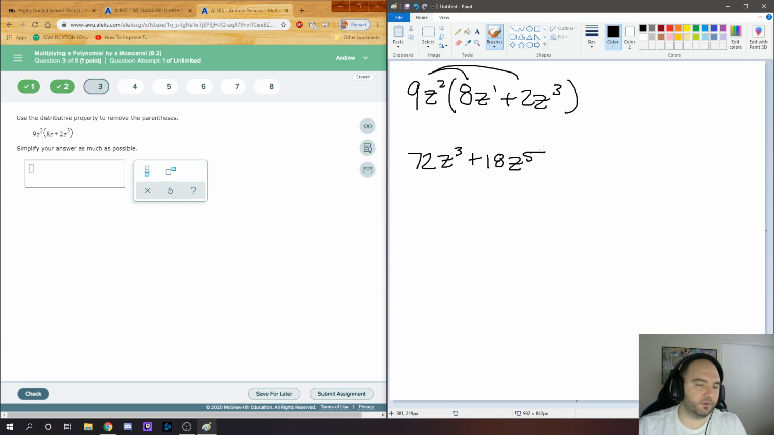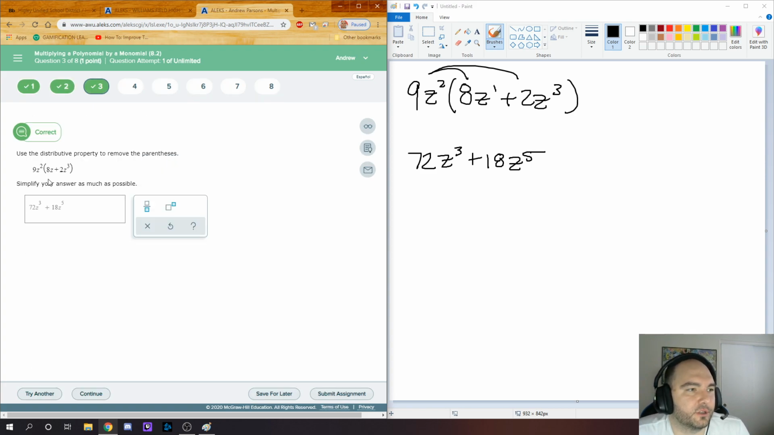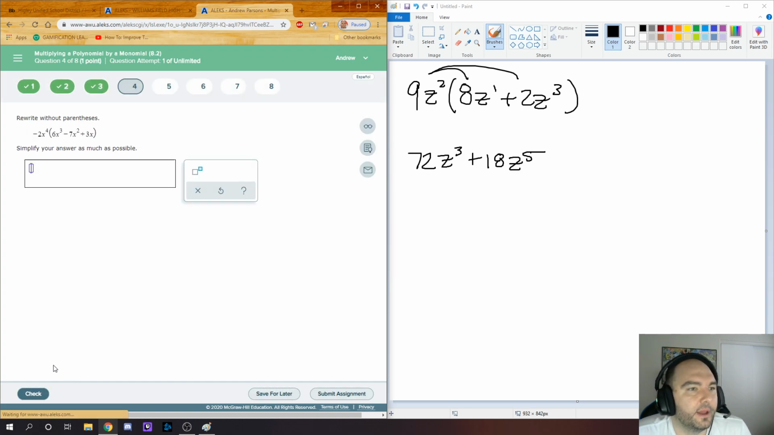Now notice, if you watch the 8.1 video, these are not written in standard form. Standard form would have us writing the highest exponent first. The Alex assignment doesn't seem to mind if you don't write it in standard form. So it's okay. It didn't say simplify your answer as much as possible and write it in standard form. It would tell you if it wanted standard form. In that case, I would be writing the highest exponent first.